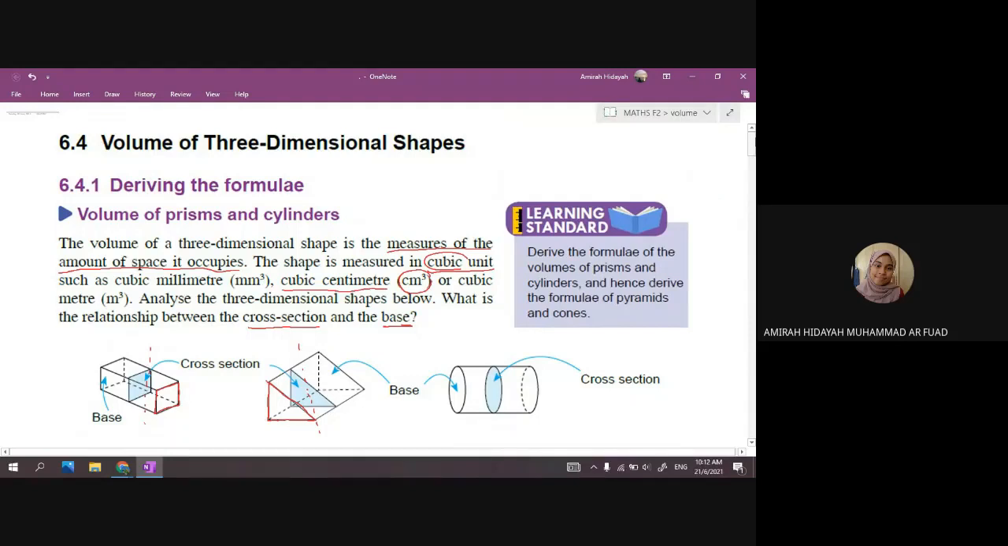So in the next class we will look at the volume solving problems punya soalan. Okay, untuk volume. Okay, so that's all.